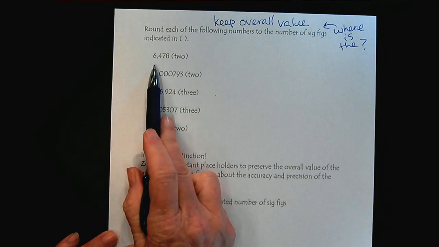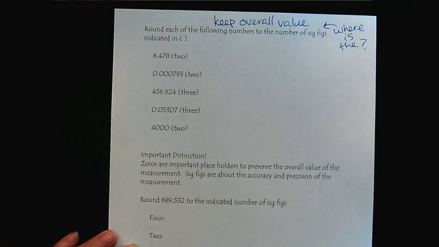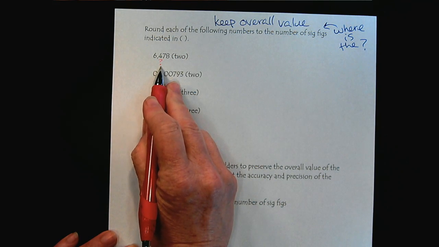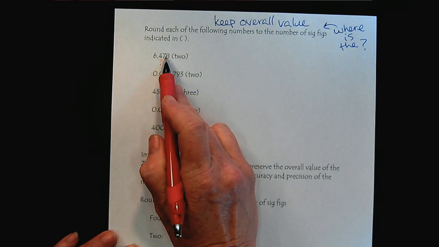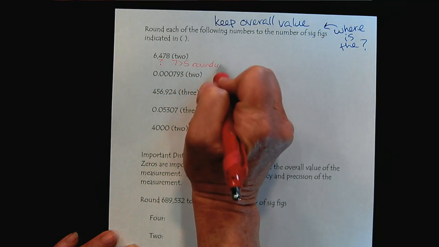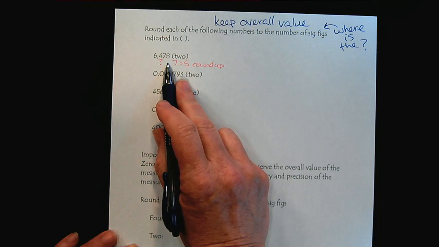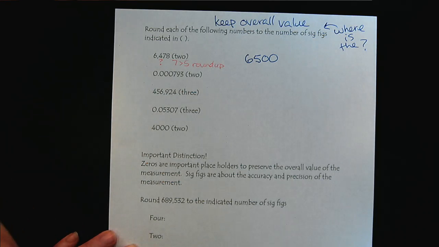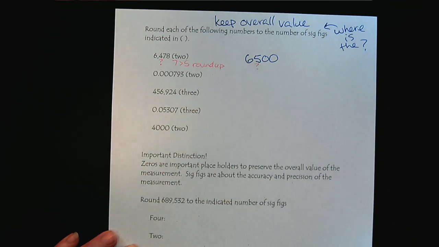Alrighty, so if we look here, if our calculator spits out the number 6,478, but we only want to report 2 sig figs, that tells us that this is where the uncertainty is in our data. So we look to the right and we see that we have a 7, right? So 7 is greater than 5, so we're going to round up. So if we are going to report this measurement to 2 sig figs, it would be 6,500. So the zeros are the important placeholders because they help us keep the overall value.